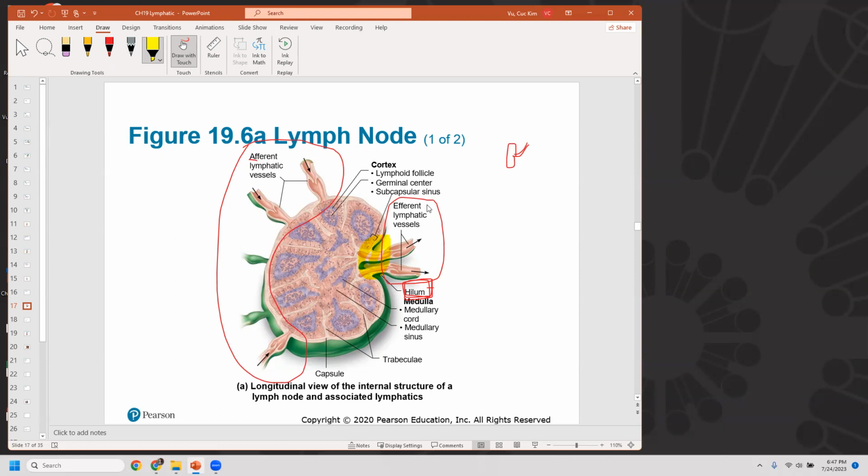Another difference that you'll find is that in the cortex, you will find the lymphoid follicle. Okay, so the lymphoid follicle is everything in that purple right there. Okay, so the lymphoid follicle is important in doing what?